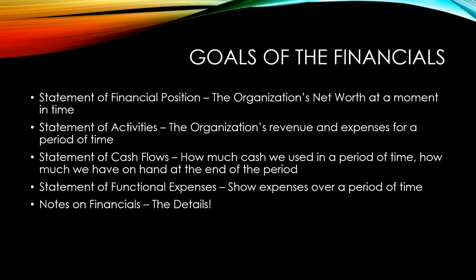So the statement of financial position talks about the organization's net worth, so its assets equals liabilities plus net assets at a particular moment in time, and usually that moment is the end of the fiscal year, the last day of the fiscal year. The statement of activities, also known as the income statement, shows the organization's revenue and expenses for a certain period of time, again, usually a fiscal year.